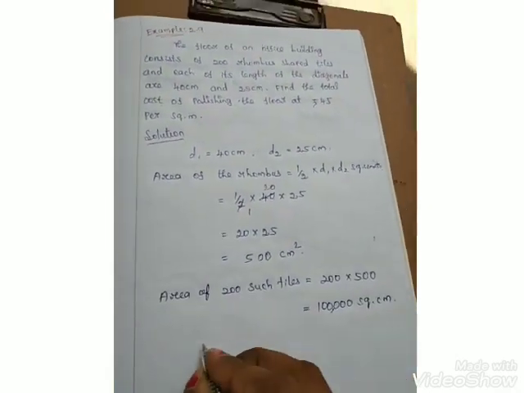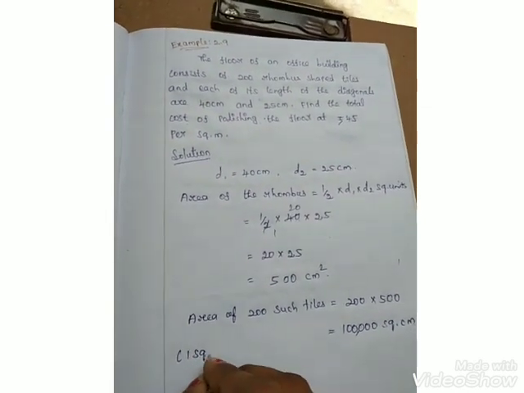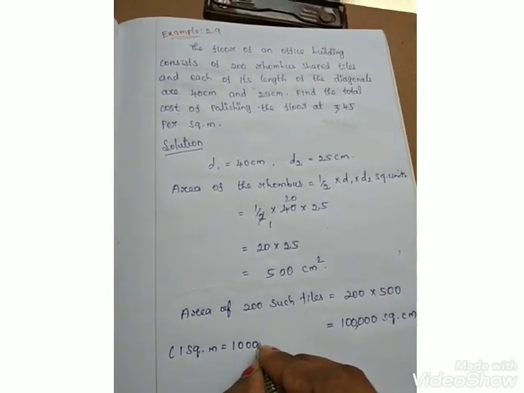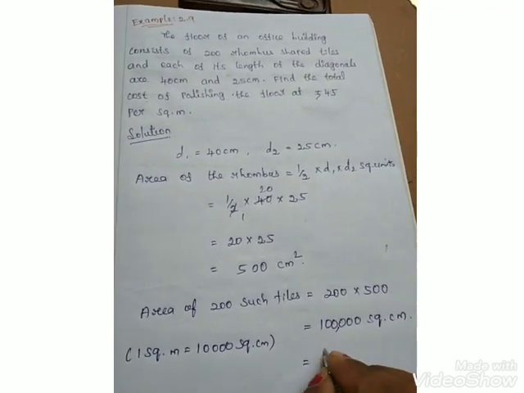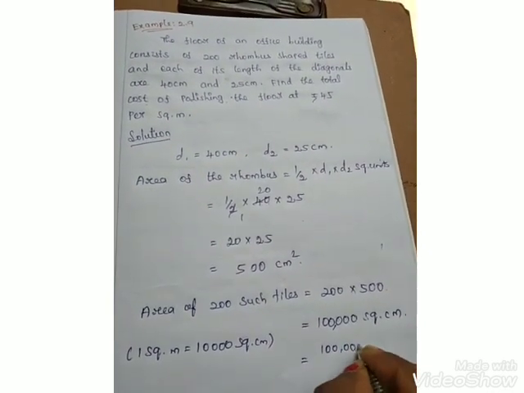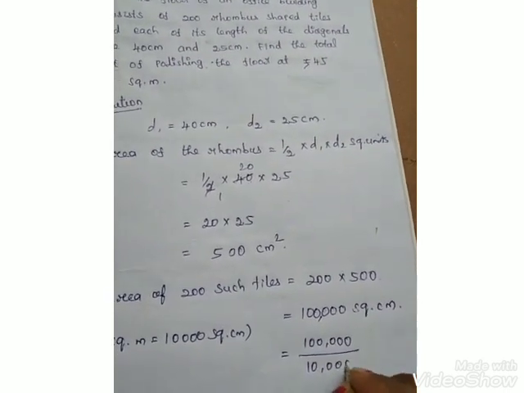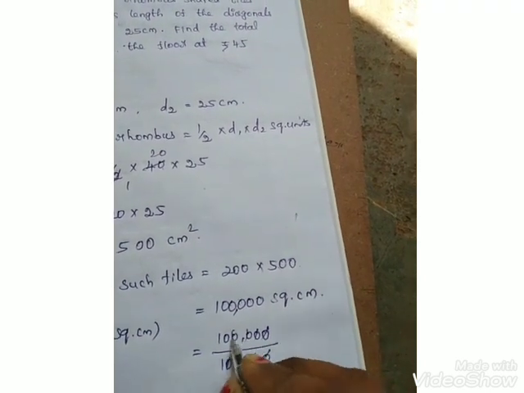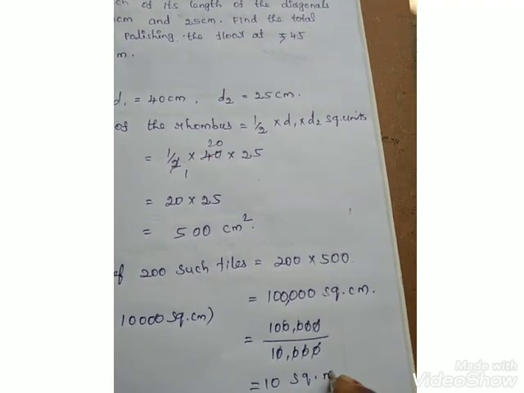Okay, so already know that 1 square meter is equal to 10,000 square centimeter. So 100,000 divided by how much? 10,000. So cancel that. 1 2 3 4, 1 2 3 4, remaining 10 square meter.